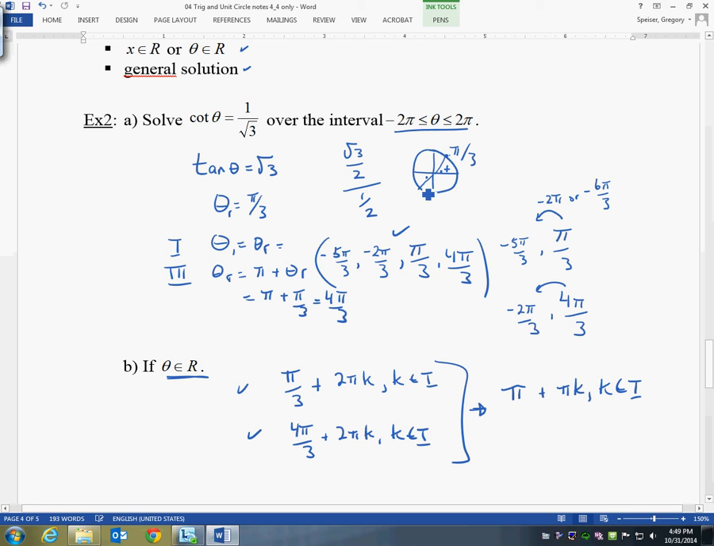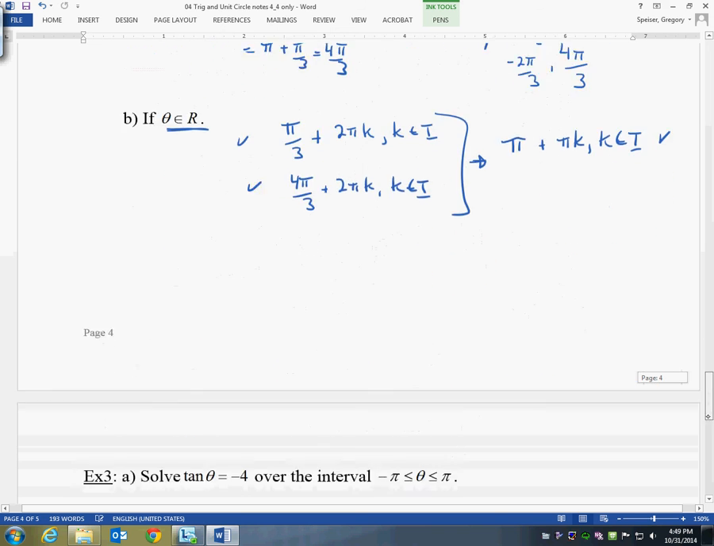From here to here is a jump of pi, while for sine and for cos, if I was to do the same solution here for pi over 3 and I was thinking about cos, I'd have two solutions here, and they're not pi away from each other. They're not across from each other. So this is fine. You'll get your full marks, and this is just a little bit more elegant if you start noticing that these are exactly pi away from each other.